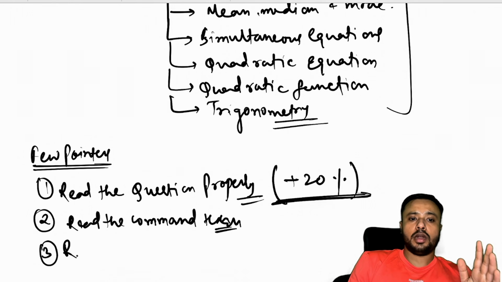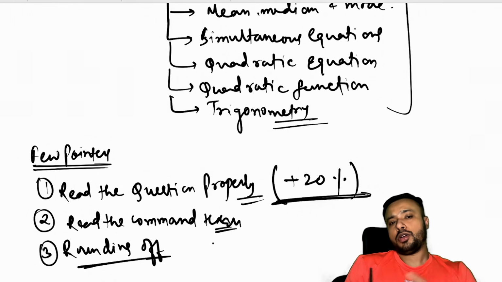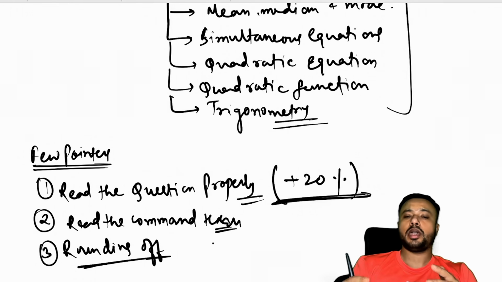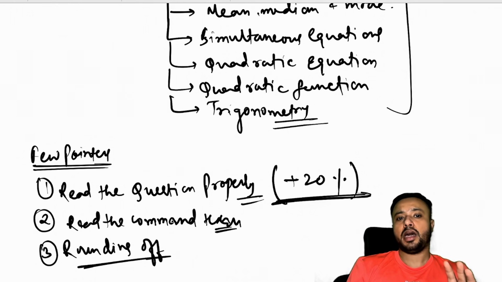Third thing is rounding off. So in one particular question, let's say you have to round your answer. You're supposed to round your answer two, three, four times. Then don't do it in the beginning, guys. Your answer has to be rounded off only in the end.